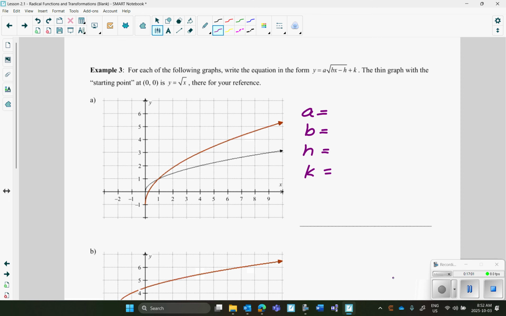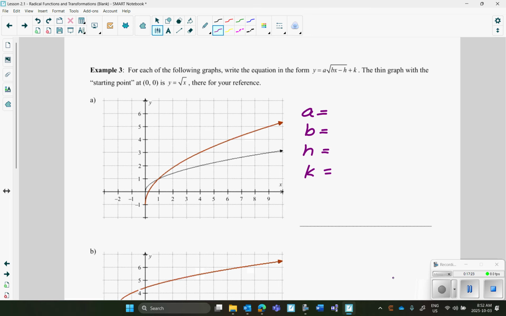So for A, and I guess B, did it flip? Neither way. So A and B are going to be positive if they exist. Now this is where you got to be careful looking for the stretch, because you should see that there is a stretch. The question is, what kind of stretch?